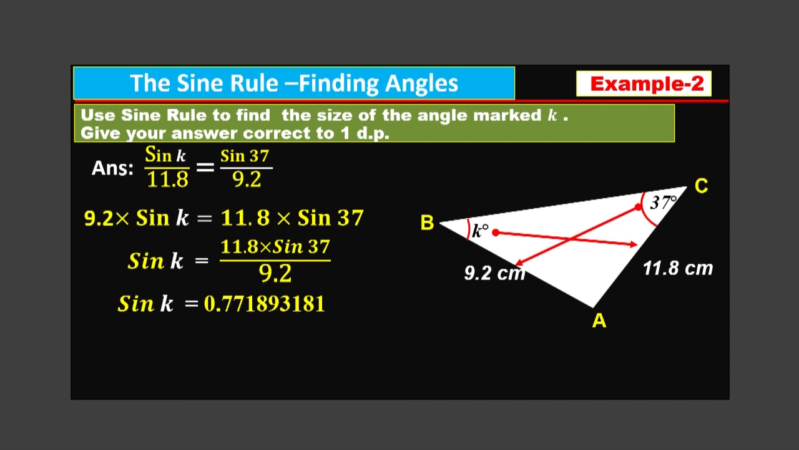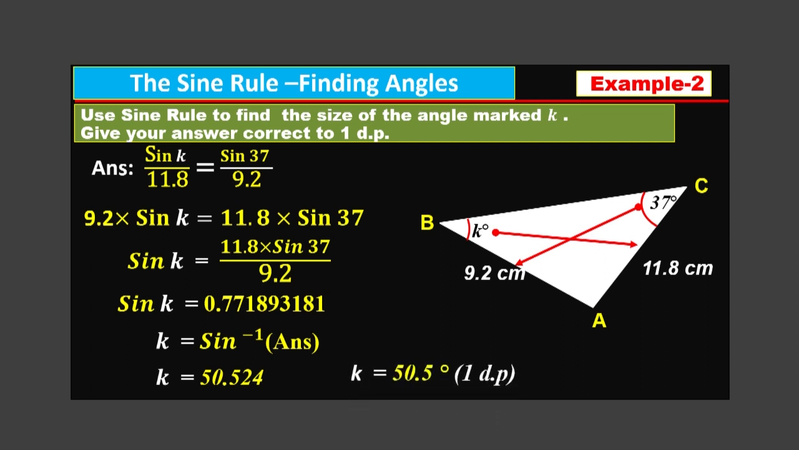You can find the sine inverse of the right side answer, which in turn would be K equals sine inverse bracket. Do not change the display, put the answer and bracket close, and ultimately your answer would be K equals 50.524. And as the question suggests, you need to give your answer correct to 1 dp. Rounding off, your final answer would be K equals 50.5 degree.